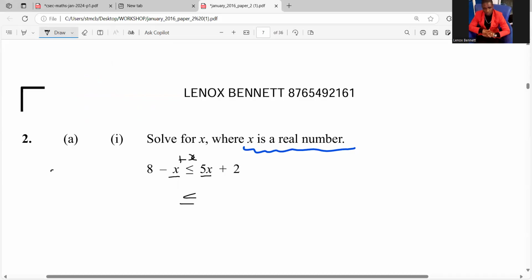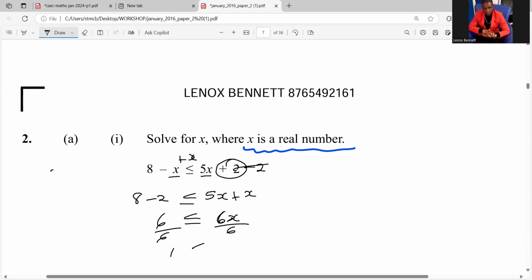I'm going to make the x on this side just to keep it positive. So it's going to be 5x plus x because I add x to both sides. I already have 8 on this side, so we have a plus 2, so we're going to minus 2. Remember, I have to take the inverse. So therefore 6, and of course we have 6x here, and we divide by 6. So 1 is less than or equal to x.